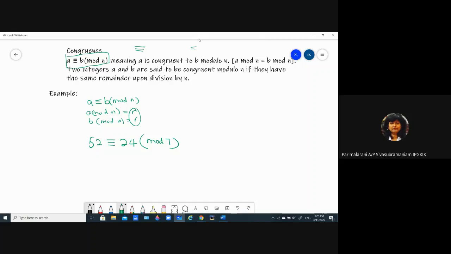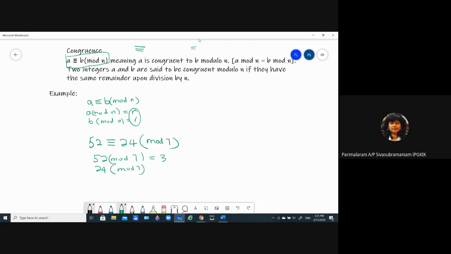How do we know if this statement is true or false? We find the remainder. So we determine 52 mod 7. How much is 52 mod 7? 52 divided by 7, what is the remainder? 7 times 8 is 56. More than this, 7 times 7 is 49. So what is the remainder? 52 divided by 7. Yes, correct. 3.